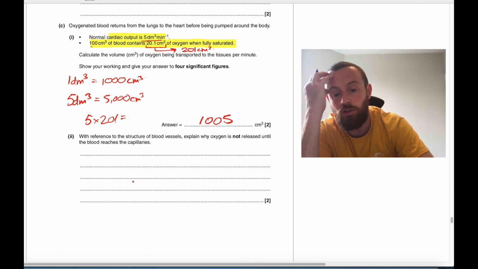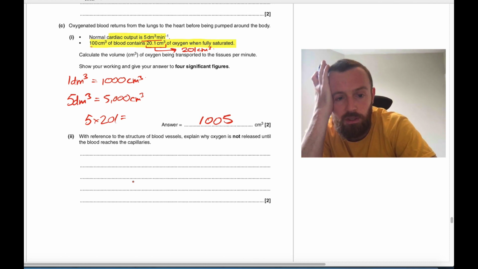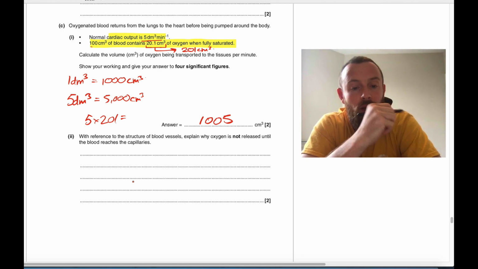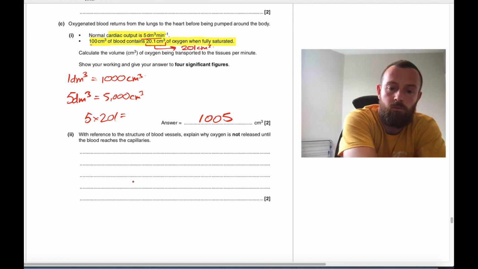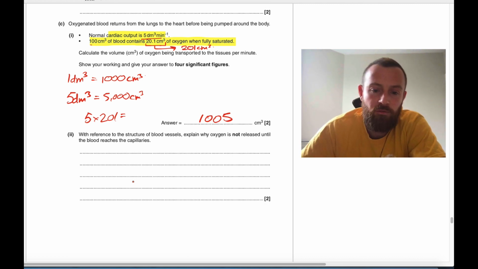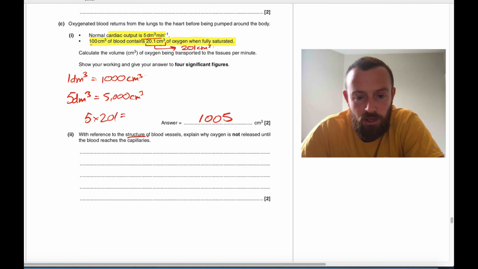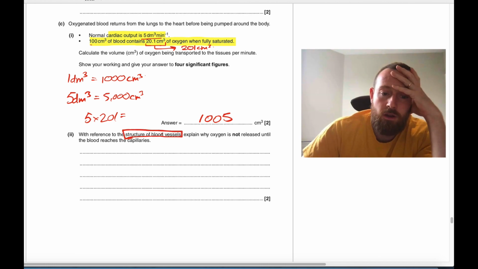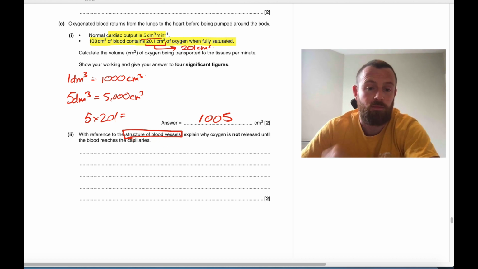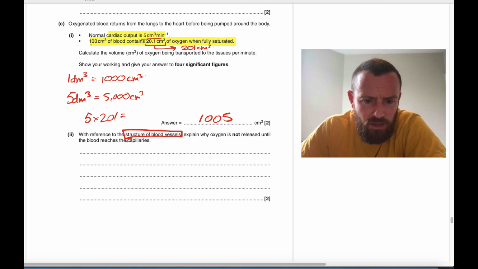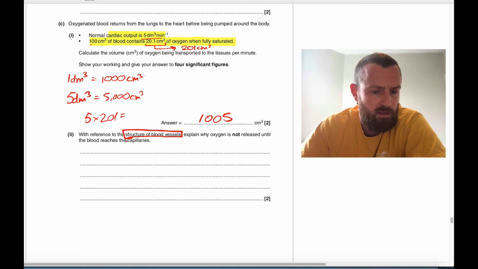With reference to the structure of blood vessels, explain why oxygen is not released until the blood reaches the capillaries. With reference to the structure of the blood vessels. Okay, so to be honest with you, I haven't prepared this before recording, so I'm a bit stumped here. So what do you do when you get a bit stumped?